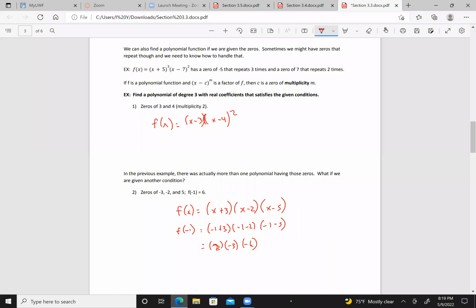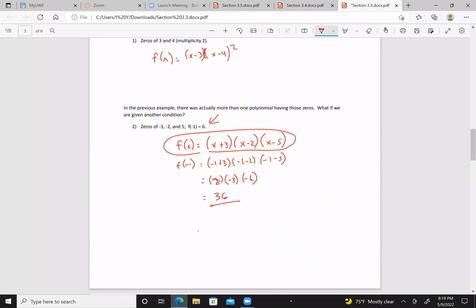So I have that equals 36. So what can I do to this to make this 6? Well, I can simply say, we'll call it f of x, x plus 3 times x minus 2 times x minus 5, divided by 6. And that will give us f of negative 1 is 6.